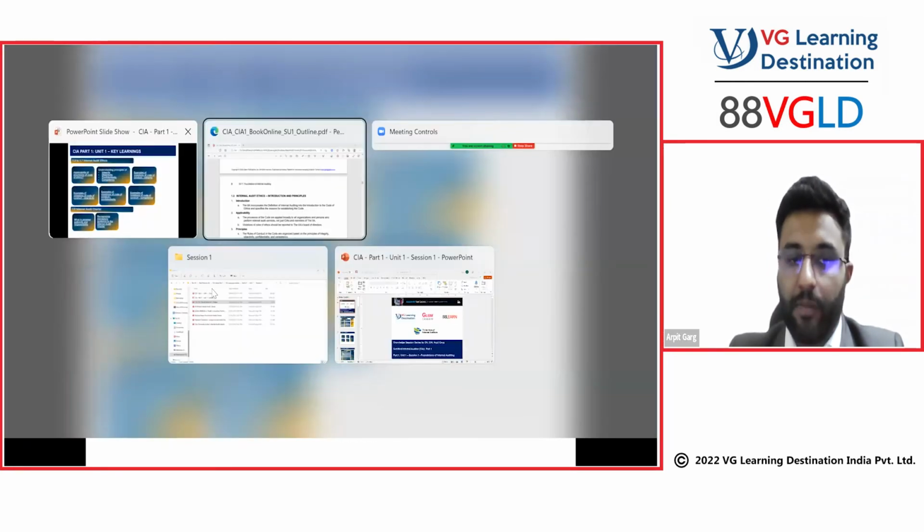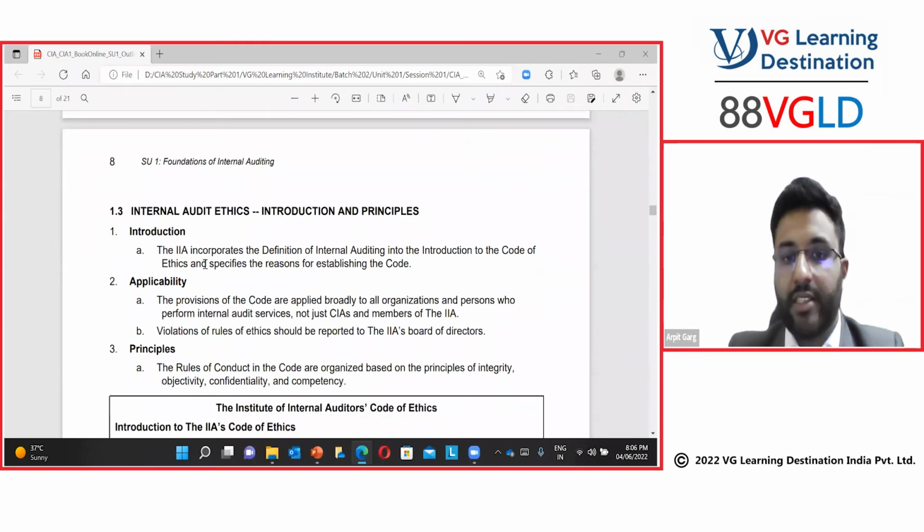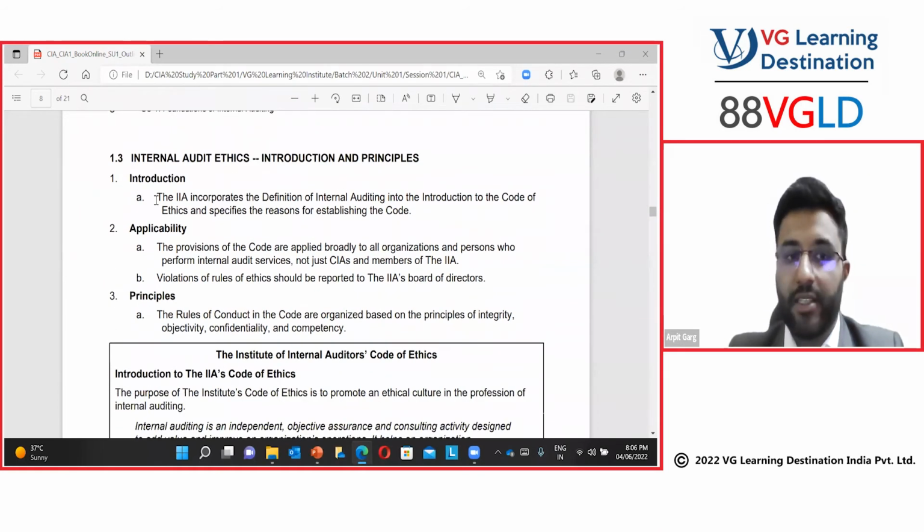Again, a very interesting part of the unit, folks. So let's start with the first one. It says introduction, internal audit ethics, introduction and principles. It says that IA incorporates the definition into the introduction to the Code of Ethics and specifies the reason for establishing the code. Applicability. Now, this is again important.